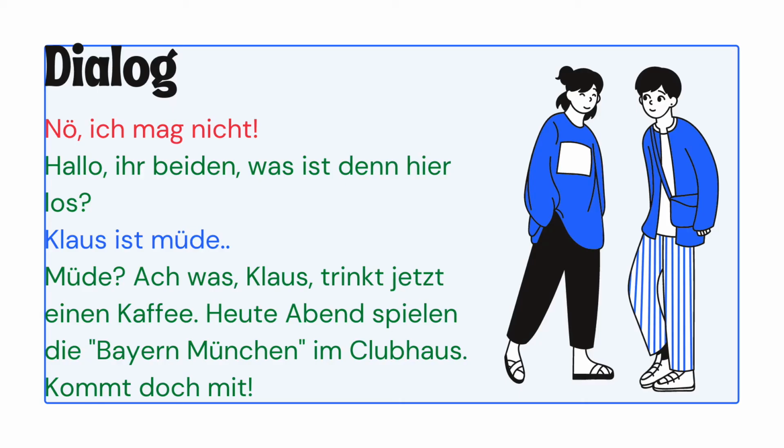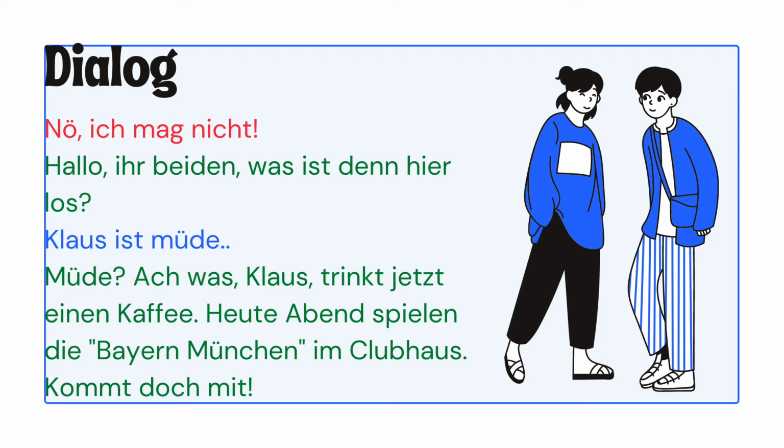So here the dialogue is still continuing. So, no, ich mag nicht. So the guy says, no, I don't like it, yeah? Hallo, ihr beiden, was ist denn hier los? Then another person is coming to the conversation. So says, hello, you two, what's going on? Yeah, was ist denn hier los means, what's going on here?